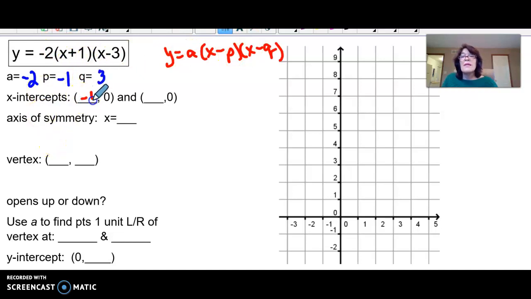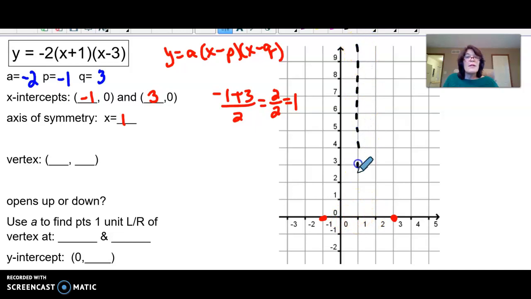So my intercepts are P, 0 and Q, 0. Okay, so I'm going to go to -1, 0, and 3, 0. My axis of symmetry will be halfway between here. So I'm going to add -1 and 3, and then divide that by 2. -1 plus 3 is positive 2, divided by 2 is 1. My axis of symmetry is right here at x equals 1. Okay? And you can see the intercepts are 2 away from the axis of symmetry.